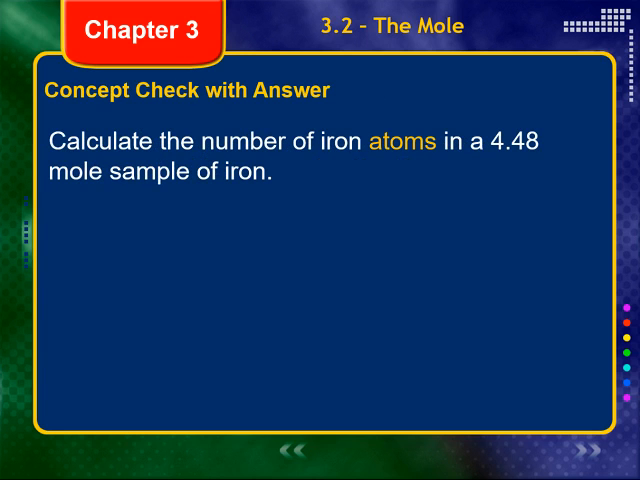All right, concept check. Again, press pause so you can try this yourself before I give you the answer. Calculate the number of iron atoms in 4.48 moles of an iron sample. Again, using the molar mass that we get from the periodic table for iron, using Avogadro's number as a conversion factor, we find that it is actually 2.70 times 10 to the 24th iron atoms.